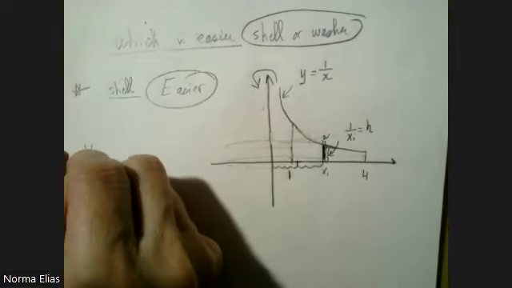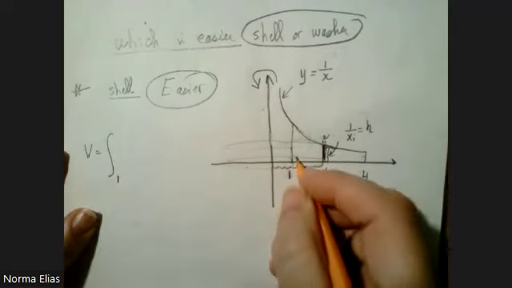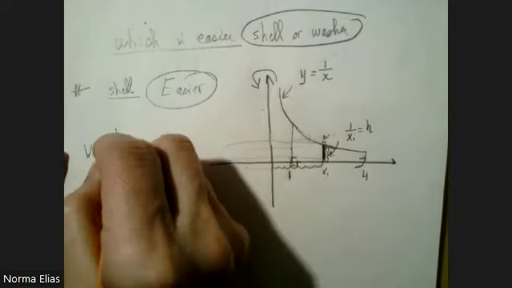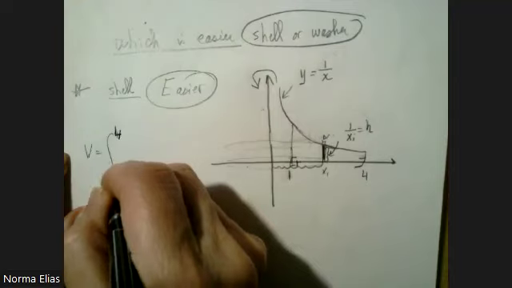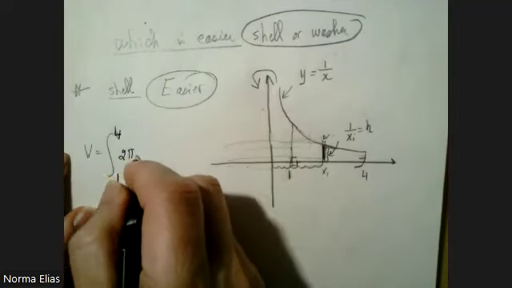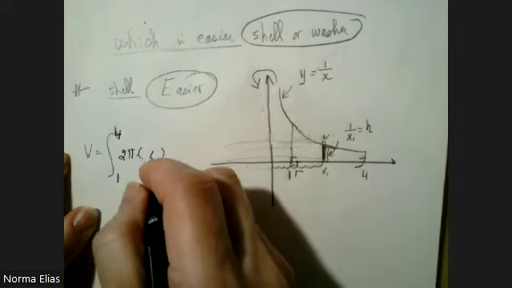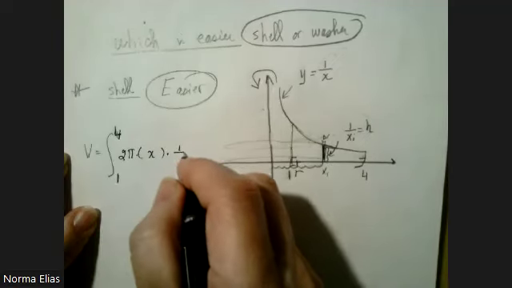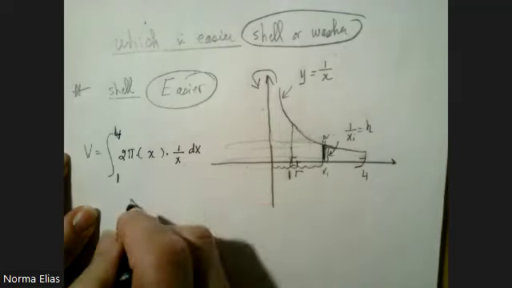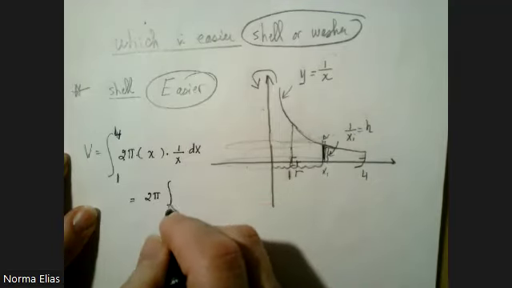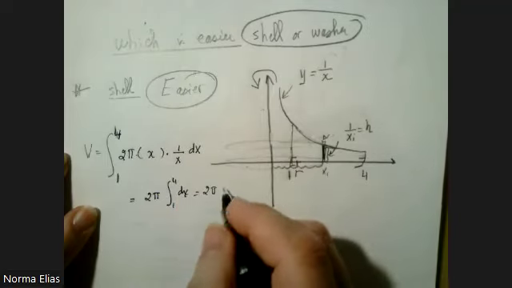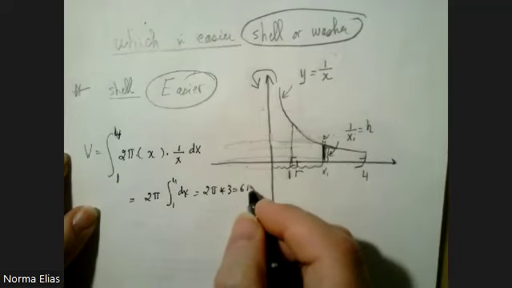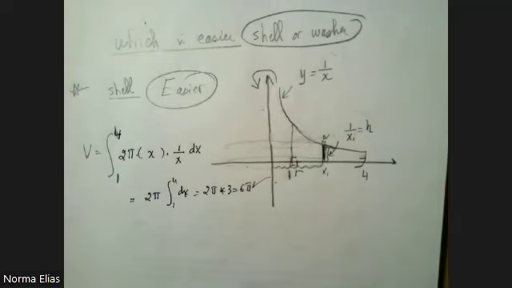And if you use the shell, the volume would be the integral from 1 to 4 of 2 pi times the radius, which is x, times the height, 1 over x dx. So basically, it will be 2 pi times the integral from 1 to 4 of dx. It means it's going to be 2 pi x times 3, which is 6 pi. So the shell is absolutely way easier in this scenario.